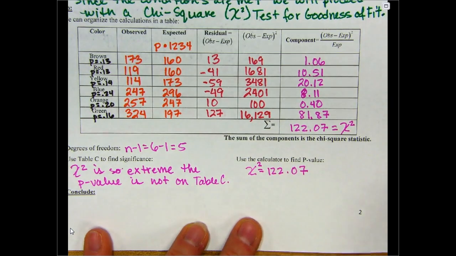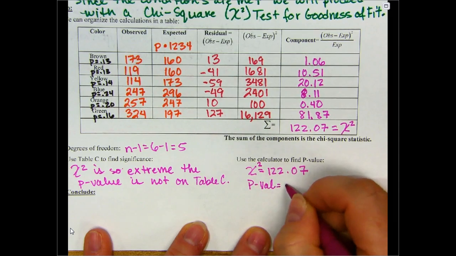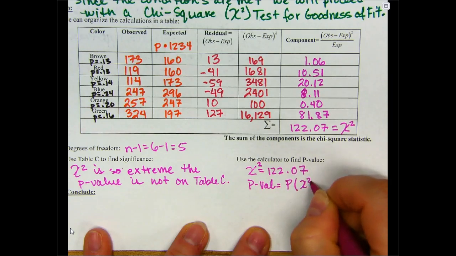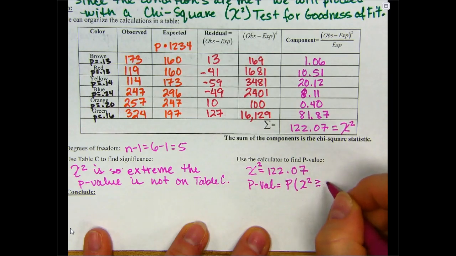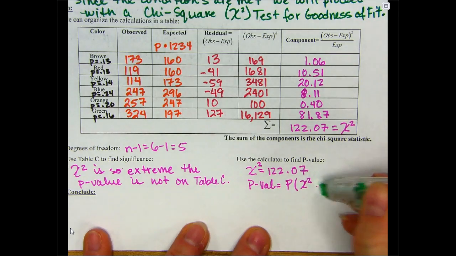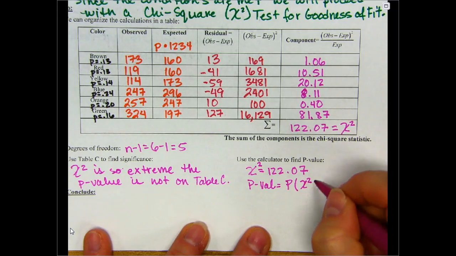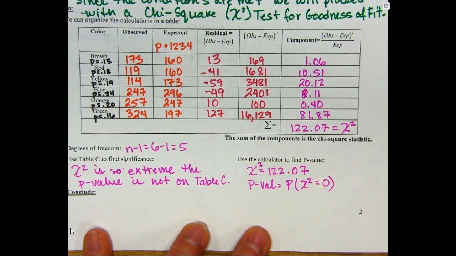122.07, all right, the p-value, and I'm going to write down that it's the probability that chi-squared is greater than or equal to, okay, it's going to be greater than or equal to 0. Actually, you know what? Is not equal to 0 is really what we want, because that's the same, but there were no change. Okay. All right, so probability is equal to 0, meaning no change.